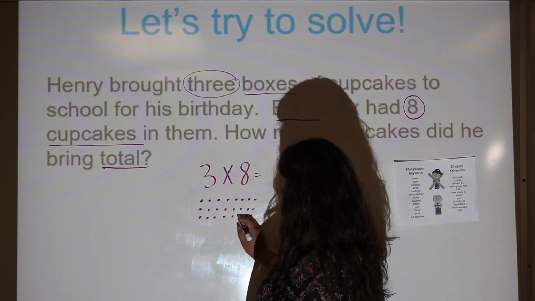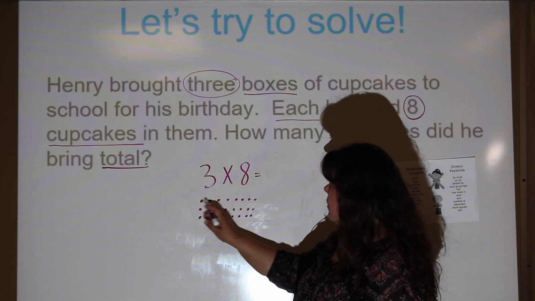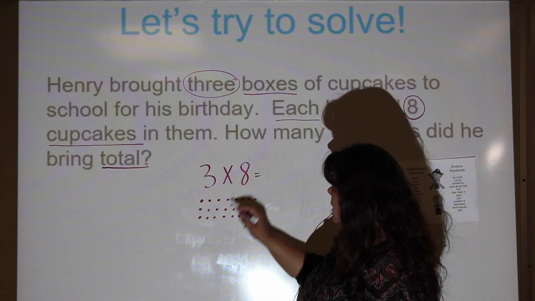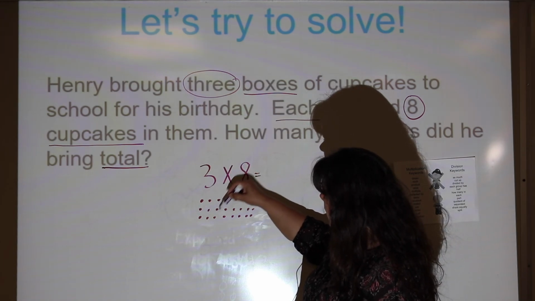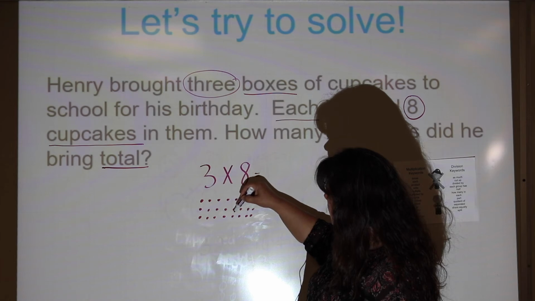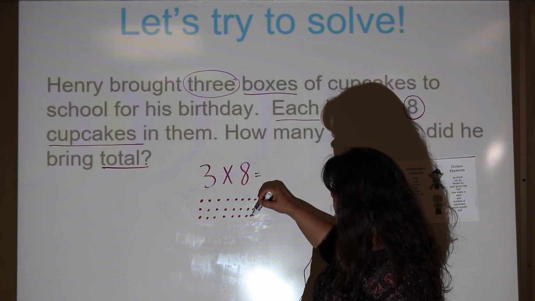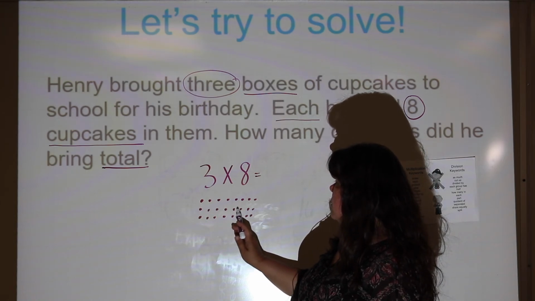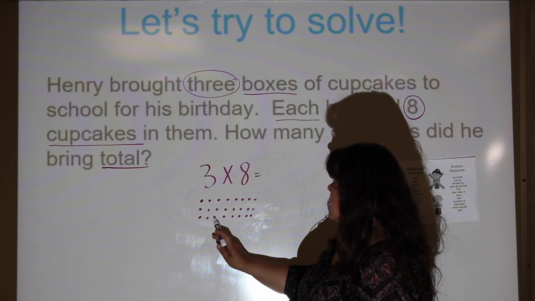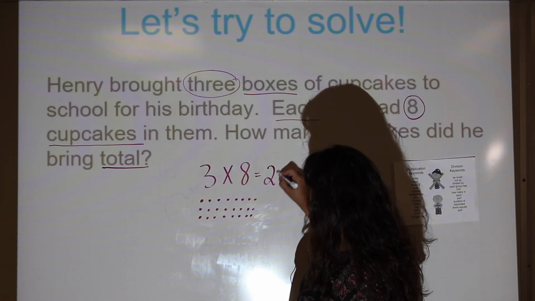And I'm going to count to make sure that I didn't get 1 extra. 1, 2, 3, 4, 5, 6, 7, 8. Yep, so these are called arrays. And so I have 3 rows. And I put 8 in each one. So I have 1, 2, 3, 4, 5, 6, 7, 8, 9, 10, 11, 12, 13, 14, 15, 16, 17, 18, 19, 20, 21, 22, 23, 24. Or I could count it this way: 8, 16, 24. I get 24 either way.